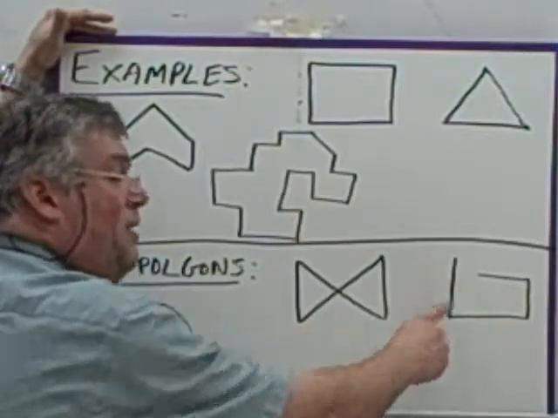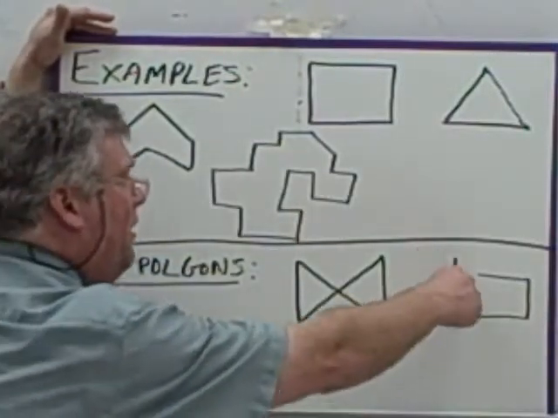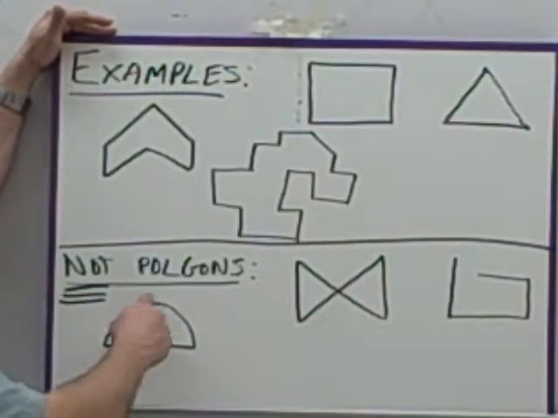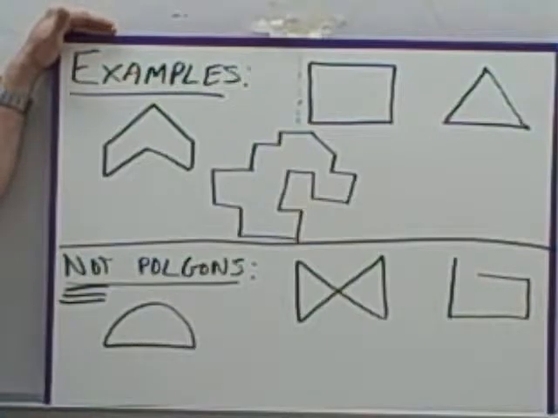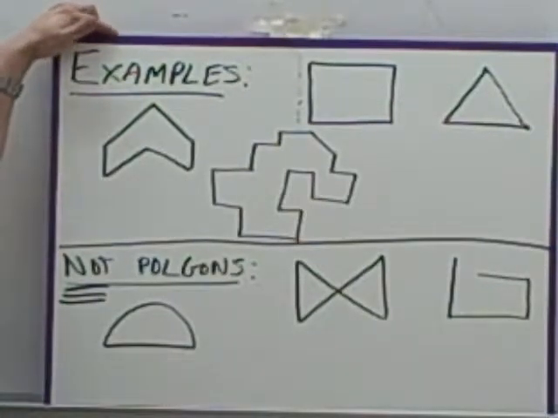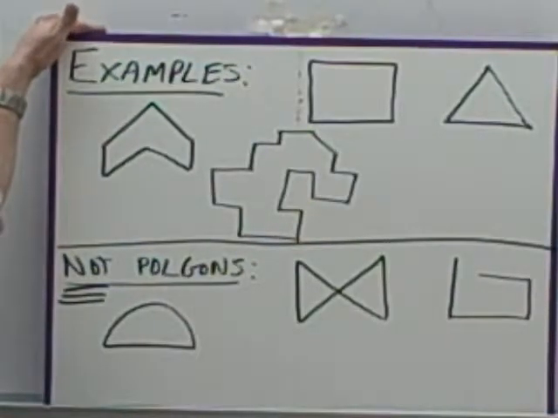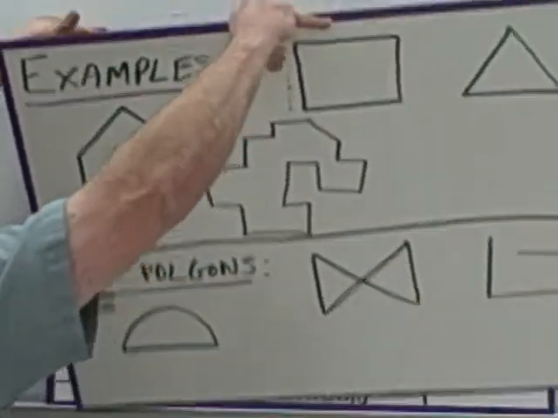This one is not enclosed. It has this opening right here, so it is not a polygon. Here we have this curve. If you've got a curve, it's not formed by line segments, it's formed by a curve. Therefore, it is not a polygon, which would make a circle not a polygon.